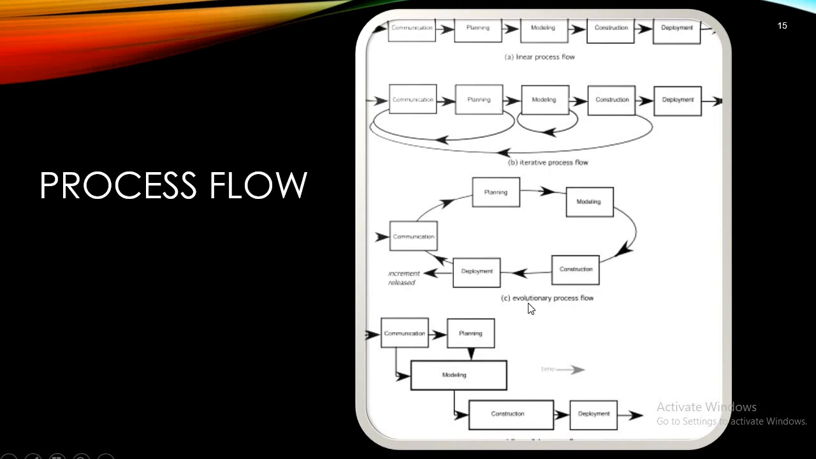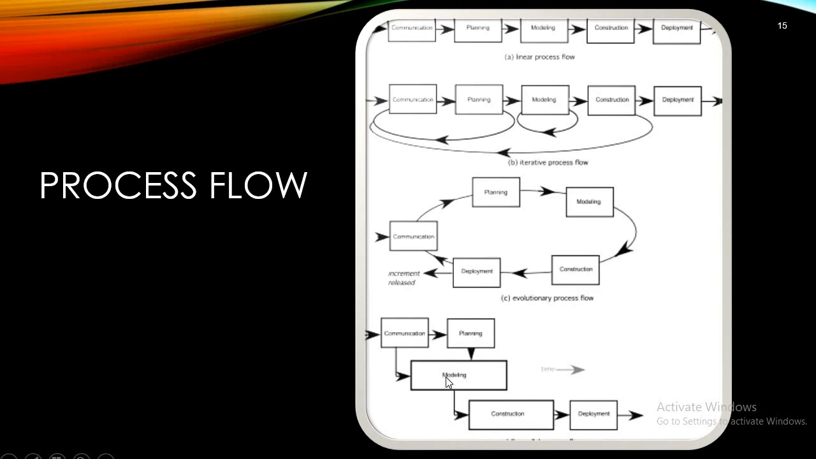And the next what we have is evolutionary process flow, and this is called the complete version of a software. So in this evolutionary process flow, it executes the activities in a circular manner, and each circuit leads to a more complete version of a software.